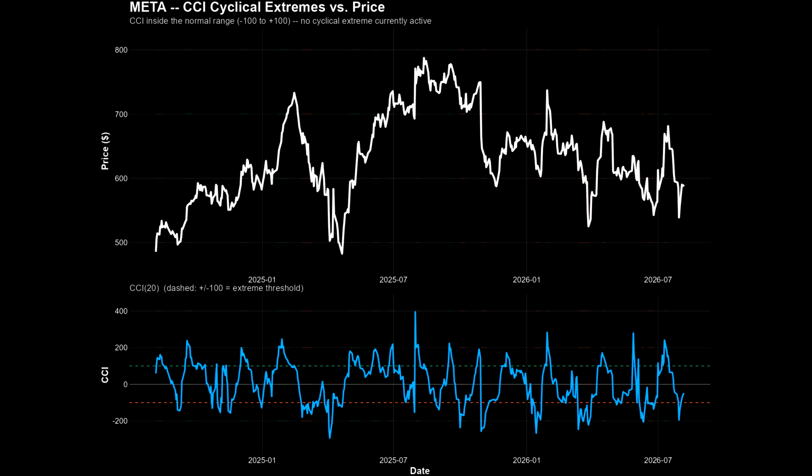CCI cycles through overbought and oversold far more rapidly than a slower trend tool would, and watching the shaded bands appear and resolve, month after month, is a direct visual record of exactly how often and how forcefully that cycling actually happens on a real, liquid name. In a month where no new extreme is fired, the chart will simply say so. That's CCI confirming that current conditions are unremarkable, which is itself a legitimate, useful reading.